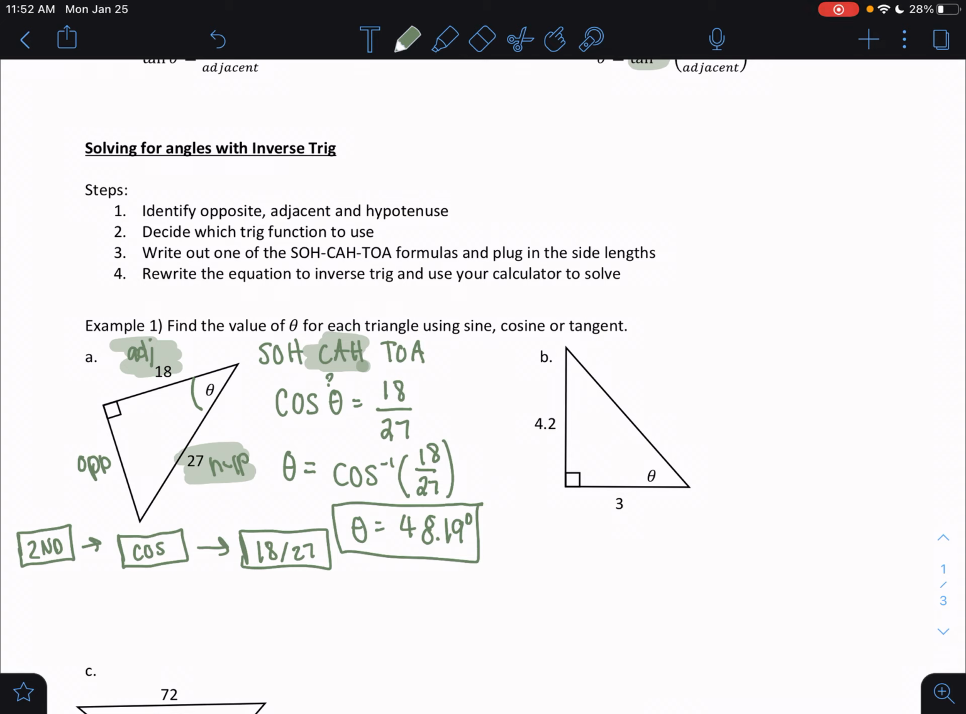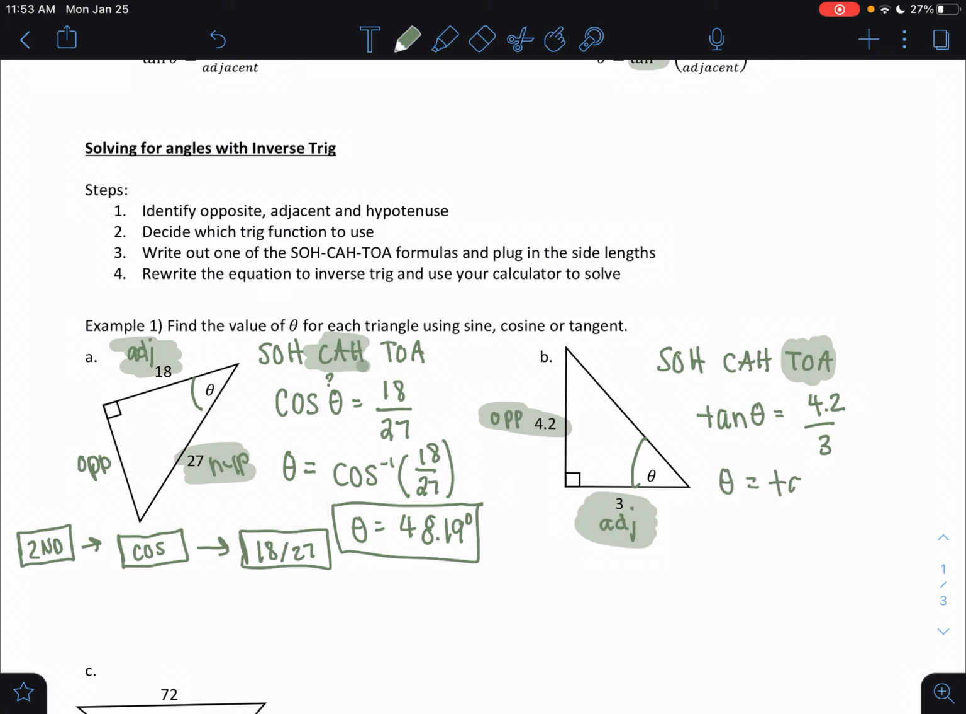Okay, let's try B together. So, write out SOHCAHTOA. We're going to label, we have opposite and adjacent. So we're going to use tangent. The tangent of theta equals 4.2 over 3. So now we're going to use our inverse function, inverse tangent. And we use the same steps in our calculator, but instead this time we're going to press tangent. And we should get that theta equals 54.5 degrees.